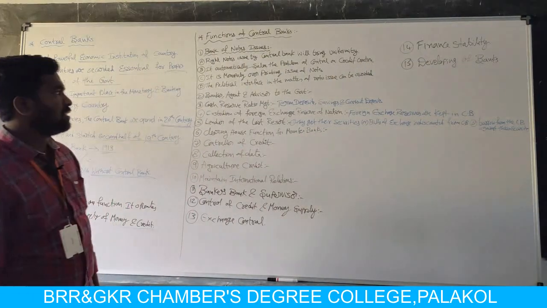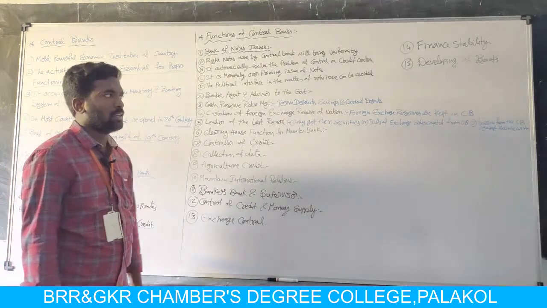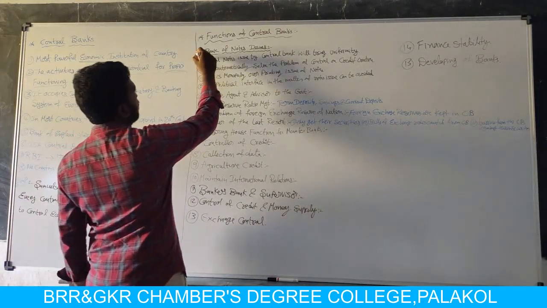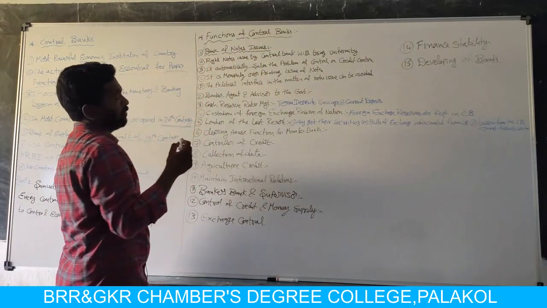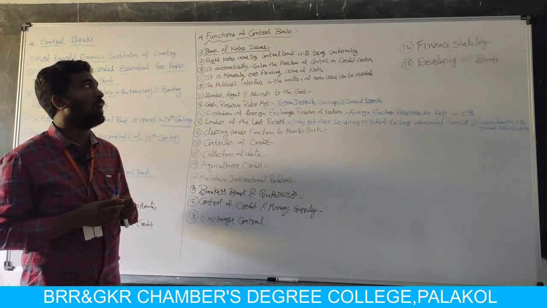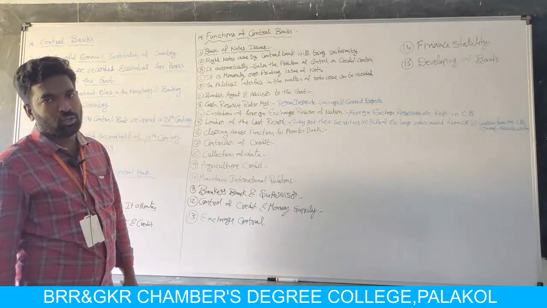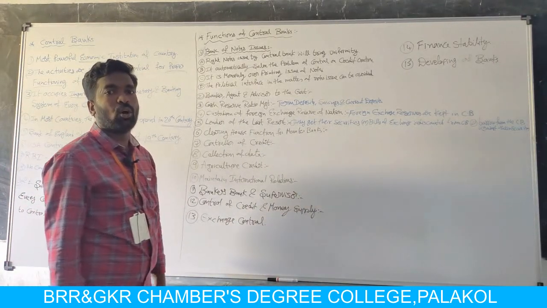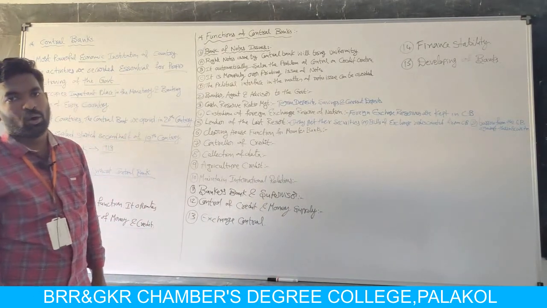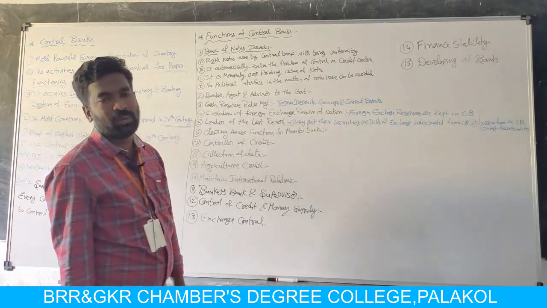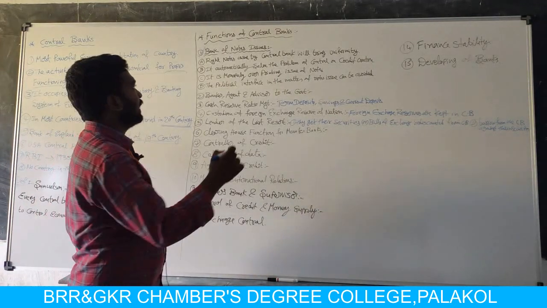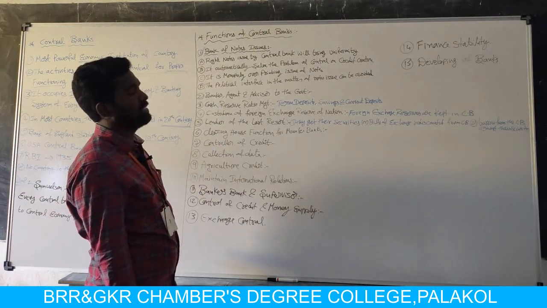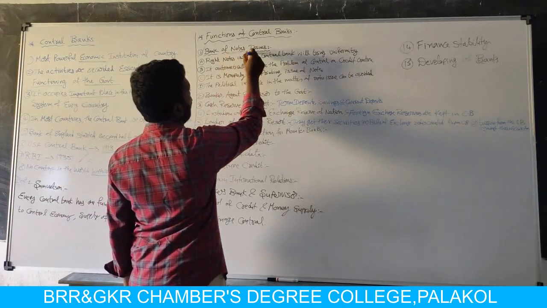Mainly the functions of central banking are in 15 points. The first point is bank of note issue. The central bank issues notes. Note means currency. There are four points for central banking in the issue of notes.